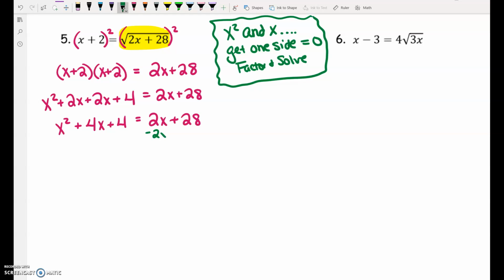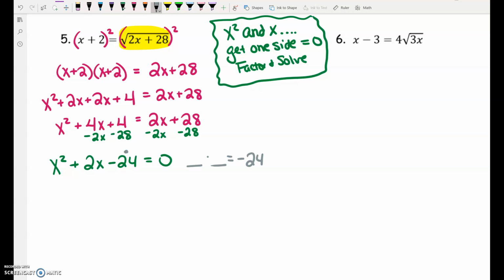I'm going to subtract 2x on both sides. I'm also going to subtract 28 on both sides. That gives me x squared plus 2x minus 24 equals 0. We are looking for two numbers that multiply to give us negative 24. Remember, you're multiplying to get that third number. Those same numbers need to add up to the middle number 2.